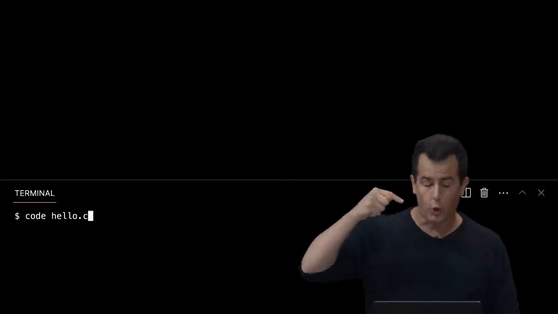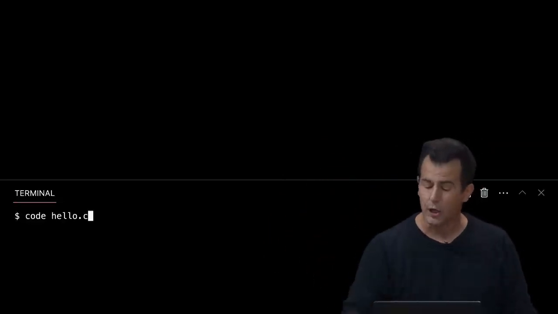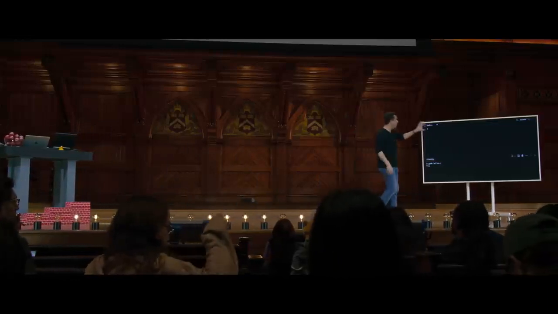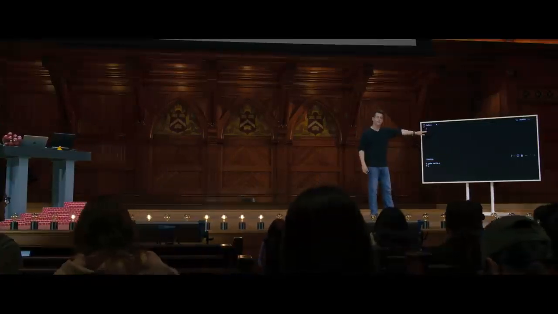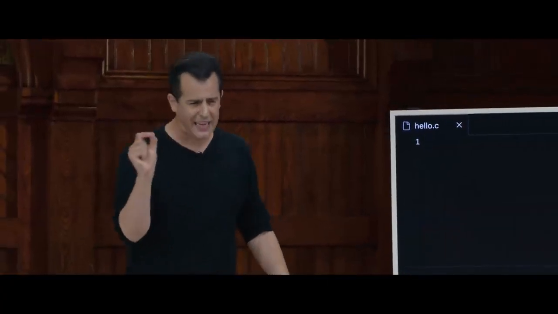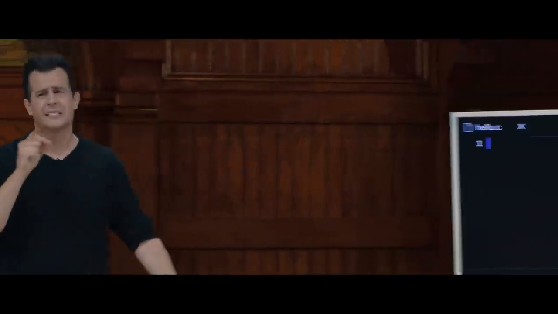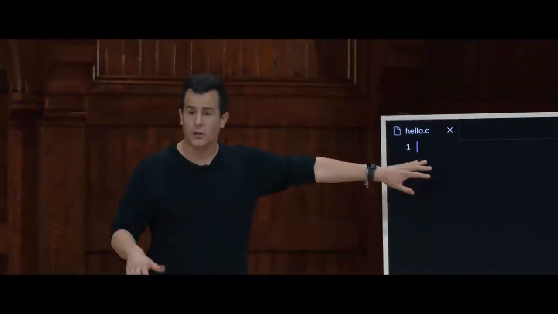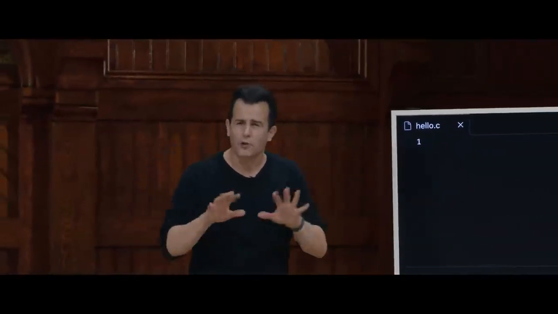Now that I've typed code space hello.c, I'm going to go ahead and hit enter. And maybe not surprisingly, this gives me a brand new tab, a new file, if you will, called hello.c. And just like Word documents have their own file extension, like .docx, and Excel files have .xlsx, and PDFs have .pdf, and GIFs have .gif, and so forth, so do C files have a file extension by convention that is .c.